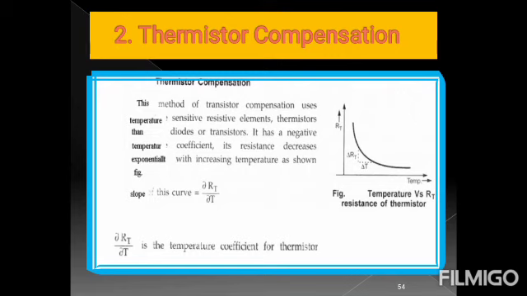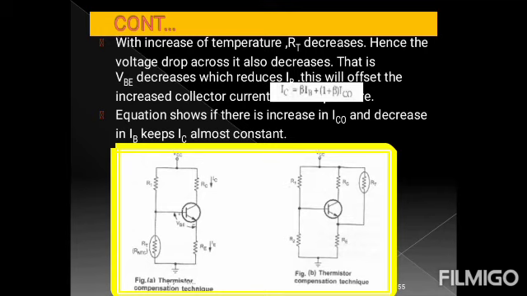Okay, next we are going for the temperature sensitive devices, thermistor compensation. Here we are using a thermistor which has a negative temperature coefficient. That is, if there is any increase in the temperature, that causes a decrease in the resistor value. See where we are using the thermistor. If we are using the thermistor in the voltage divider circuit, and there is any increase in the temperature, that causes a decrease in the resistor value, which again decreases the VBE value, that causes the output current to decrease.